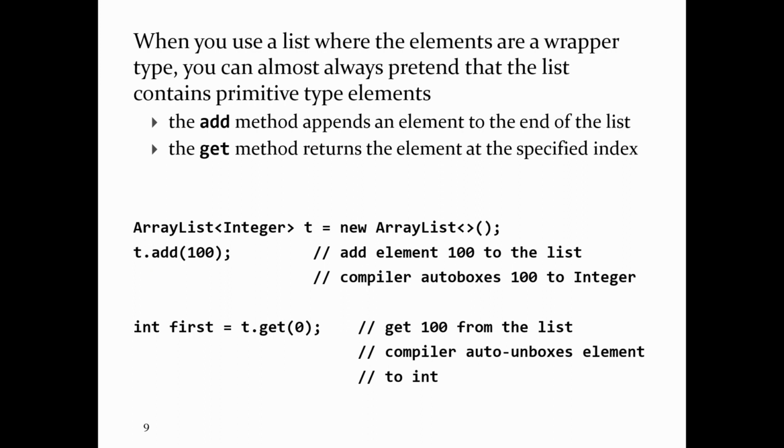Similarly, if you want to take an element out, or you want to get the value of an element in the list and store it in an int, that's fine. So t.get(0) returns a reference to the first element in the list. That's a reference to an Integer object. But you can store that in the primitive type int first. The compiler takes that Integer object here, extracts its value, and stores the value in first. So there's an autobox right there, and there's an example of an auto-unbox.